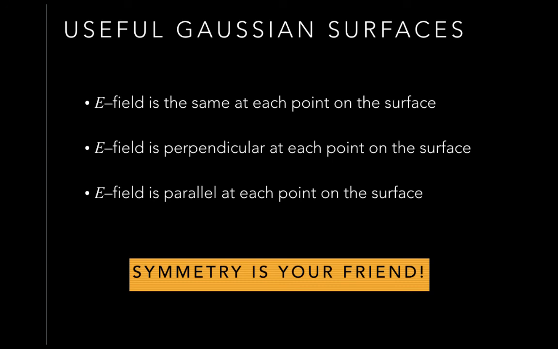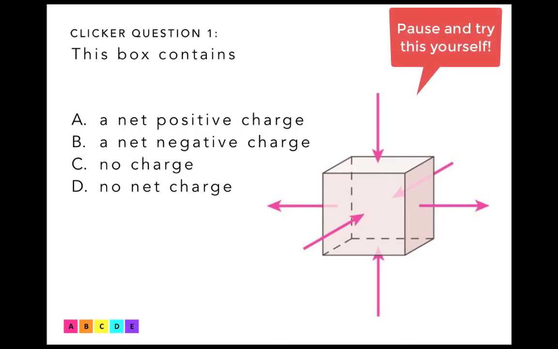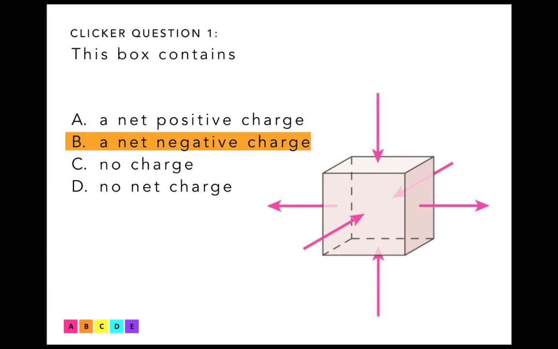So here is a question. So there's going to be a net negative charge, and how do we know that? Just more arrows going in and out. Yeah, there are more arrows pointing in than there are pointing out, okay? So that means there's probably more negative charges than there are positive charges.